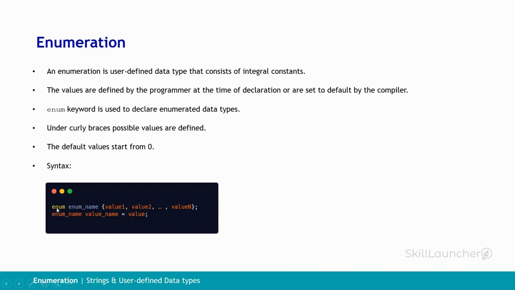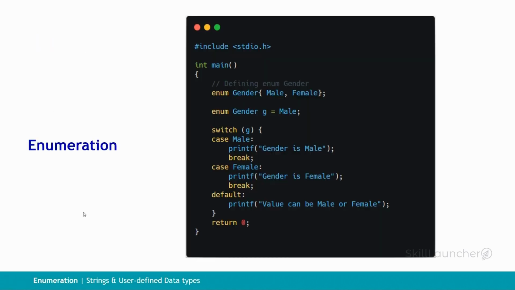Now this enum name is a user-defined data type, such as int, float, and char are built-in data types. The enum has now become a user-defined data type. Now we need to create a variable of this data type. So this variable can be created by the enum name, variable name, and a value is assigned to this variable, that is the value name. Now let us see an example.